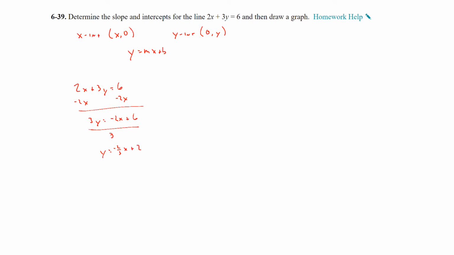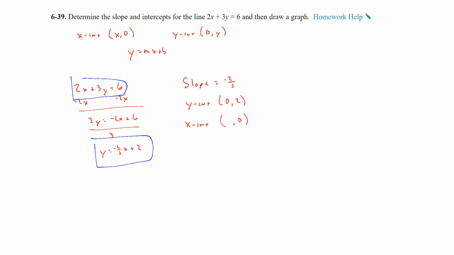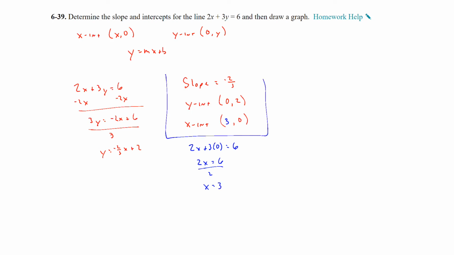Now that I have it in this form, there are two pieces of information I know. I know what the slope is: the slope is equal to negative 2/3. I know what the y-intercept is: that's at (0, 2). The one thing I don't know from this equation is the x-intercept. If I want to find the x-intercept, I can plug 0 in for y. I can do that in this equation or in the top one. It's a little easier in the top one, which is what we call standard form. So 2x plus 3 times 0, because I'm plugging 0 in for y, and then I solve for x. 3 times 0 is 0, so I get 2x is equal to 6, divided by 2, and 6 divided by 2 is 3. So my x-intercept is at (3, 0).